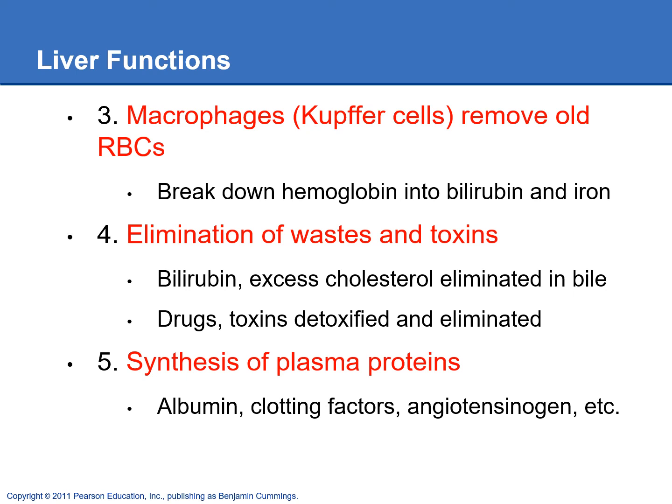The liver is also really important in detoxifying things, so a lot of medications and other toxins will be detoxified and eliminated in the liver. And also the liver has a big job of making most of the plasma proteins. So it makes the albumin, the clotting factors, angiotensinogen, which is part of the RAS system. So there's a lot of plasma proteins that are made by the liver as well.